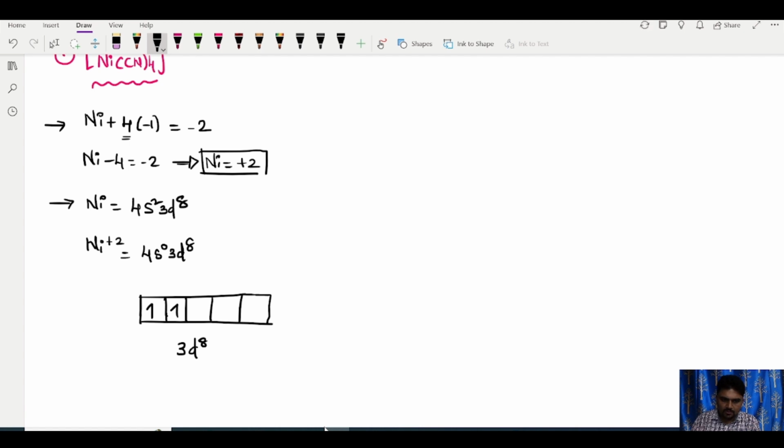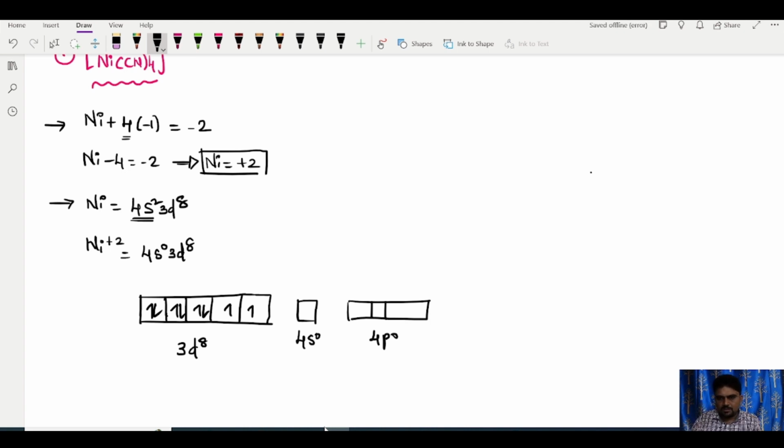So 1 2 3 4 5 6 7 8, and in 4s we have 0 electrons, and the 4p subshell also will be present, but we are not writing it because there is no electron in that one. So 4p 0. Correct? The fourth shell is started by 4s2 itself. After 20 electrons, 4s will start, which means the fourth shell will start, and in that there will be no electron.